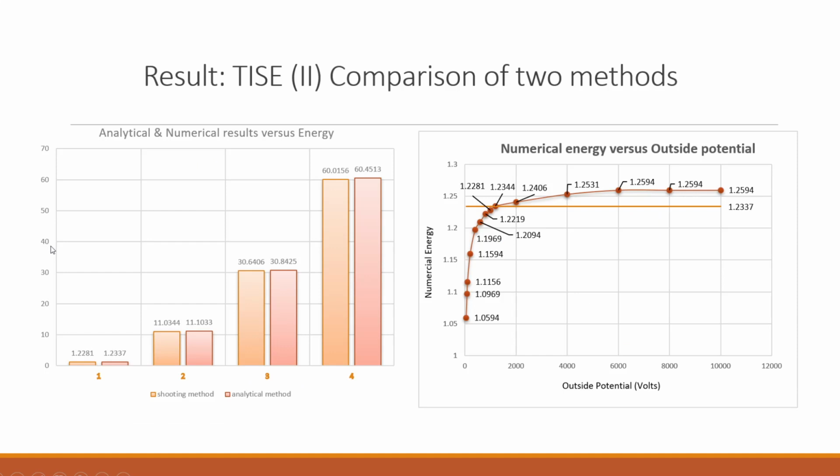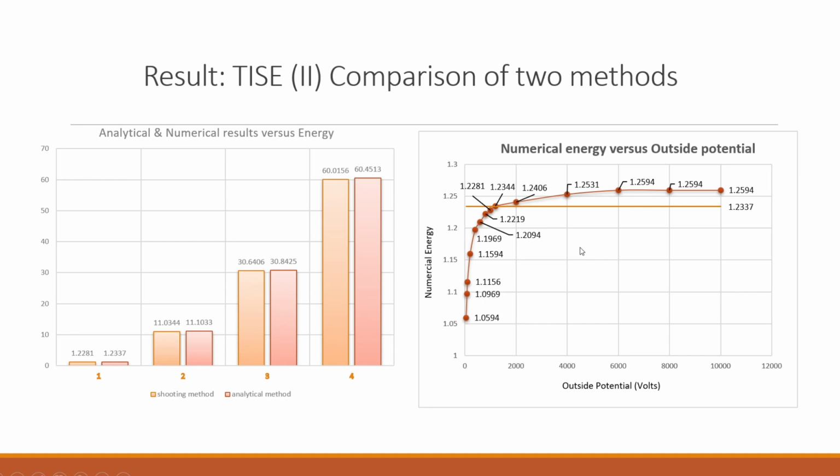To compare two methods, it shows that the error of the two methods is smaller than 1%, which means the numerical method is great to simulate in the computer. Also, I explore what will change on the wave function if I change the outside potential voltage.